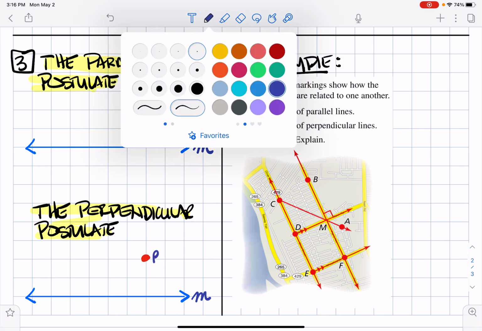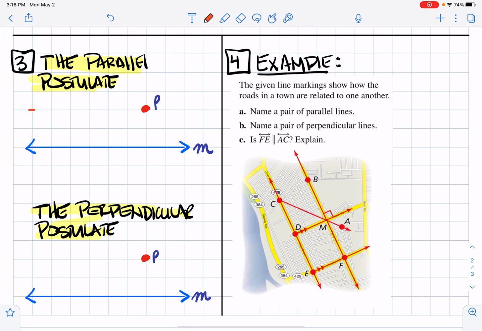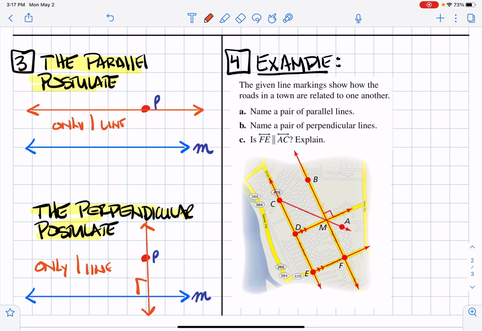So what the parallel postulate is saying is there can only exist one line that is parallel to line M and at the same time goes through P. Only one line. Okay, and the same thing works for being perpendicular, right? There's only one line that can be perpendicular that goes through point P and line M. Only one. There's only one line that can do that. And we just figured it out right there. So that's like a quick little postulate saying that it's pretty obvious, but that we can only have one line that can be parallel and go through a point, and one line that can be perpendicular and go through a point.